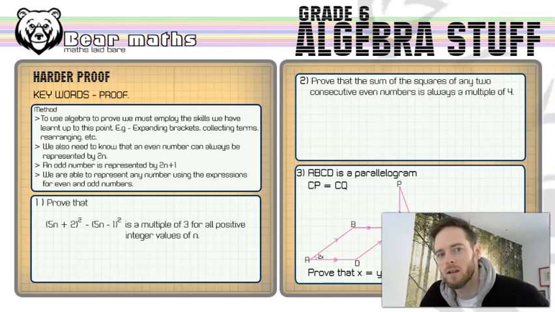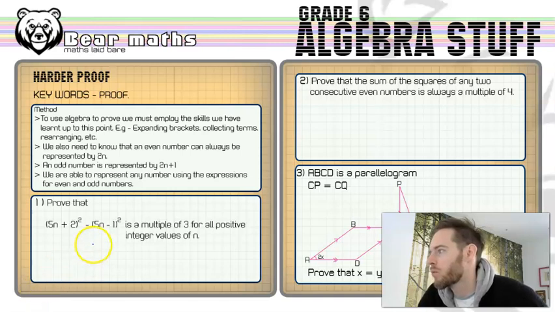This one is harder proof, so first in the higher section of algebra that I'm going to be looking at. And the key word here is proof. Now when you prove something algebraically, you have to prove things using letters and numbers, basically. So we're going to use algebra to prove, and we're going to employ all the skills that we have learnt so far up to this point to do that. That would be expanding brackets, collecting terms, rearranging, factorising possibly.